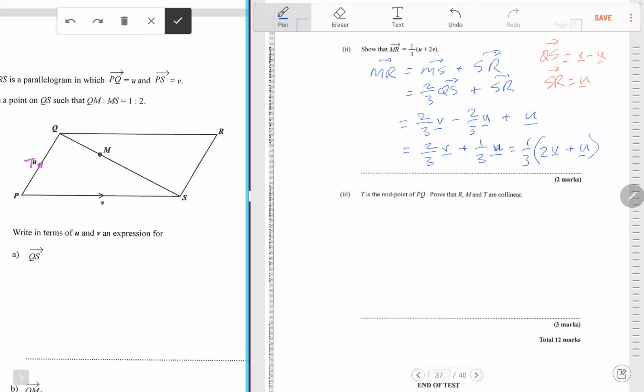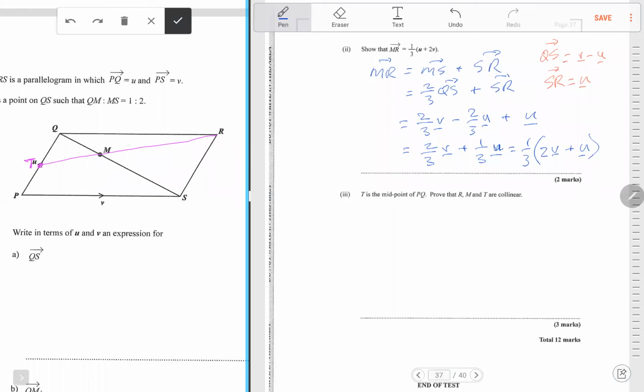All right. And it says we have to prove that R, M, and T are collinear. So R, M, and T. Prove that that is a straight line. So remember, to show that R, M, and T are collinear, to show that we have parallel vectors with a common point, we need to decide which two vectors we're going to use.